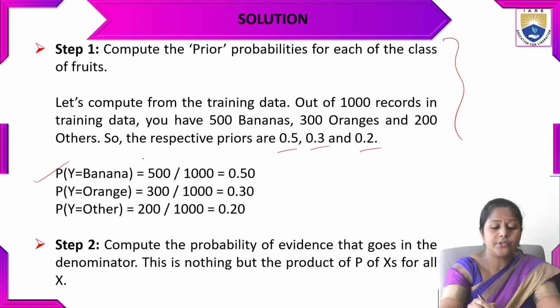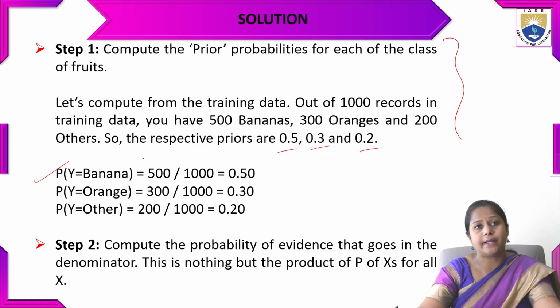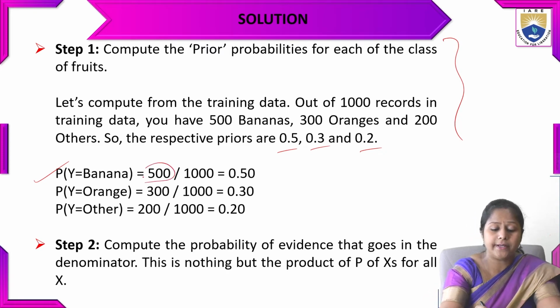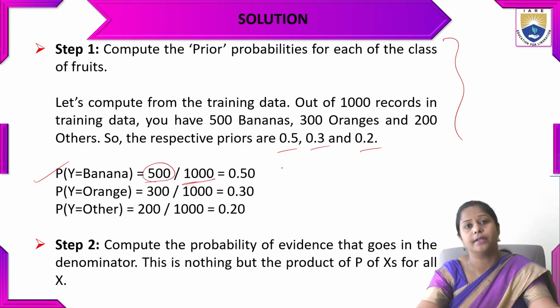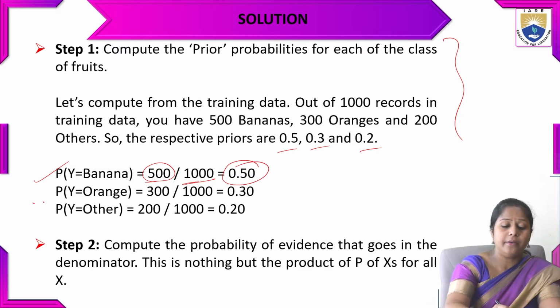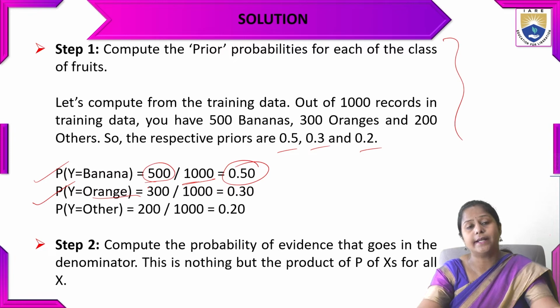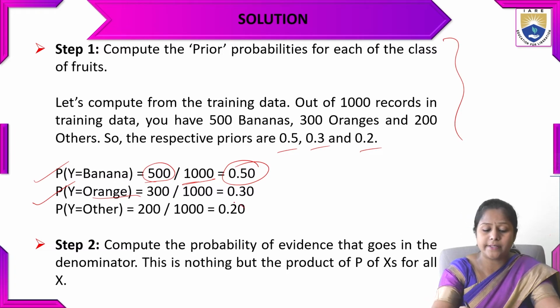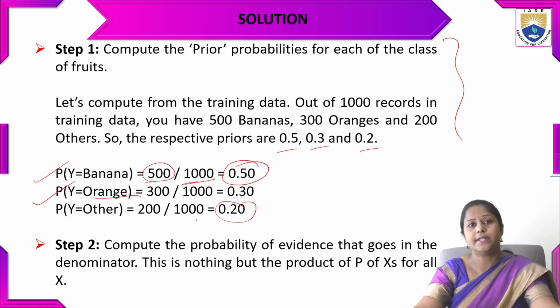Let's see how we get these three values. P(y = banana) is 500 divided by 1000, the total number of records. So 500 divided by 1000 comes out as 0.50. P(y = orange) is 300 divided by 1000, which comes out as 0.30. P(y = other) is 200 divided by 1000, which comes out as 0.20. So these are the three prior probability values.